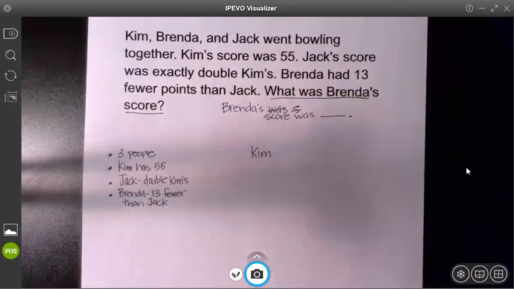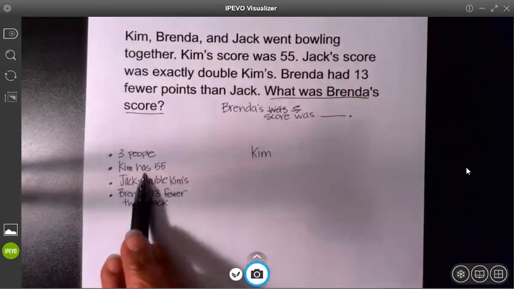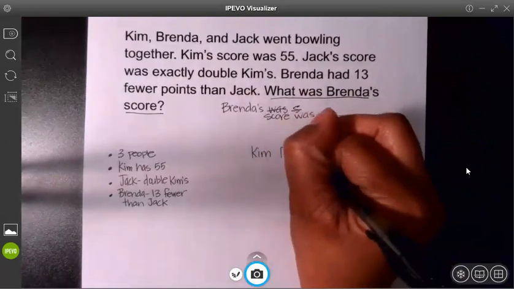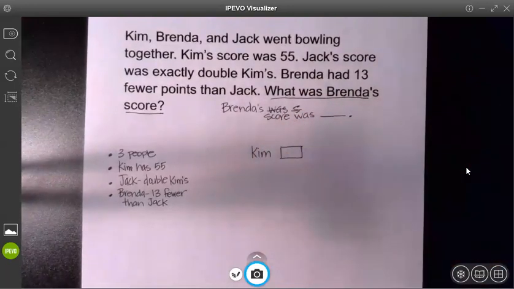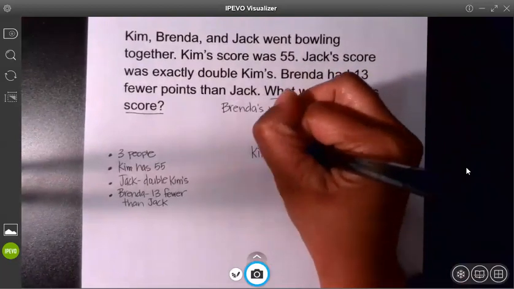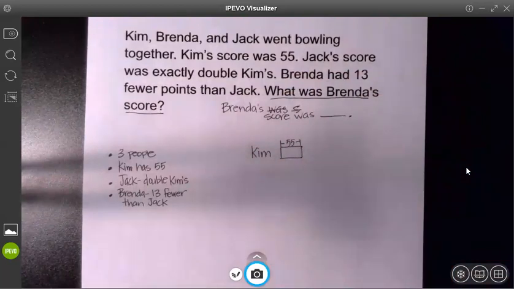We know that Kim has 55. So I'm just going to draw 1 unit or 1 group, and that's going to be for Kim's score, which is 55. Now, if it's easier for you to write the numbers inside of the box, inside of the unit or the group, you can do that.